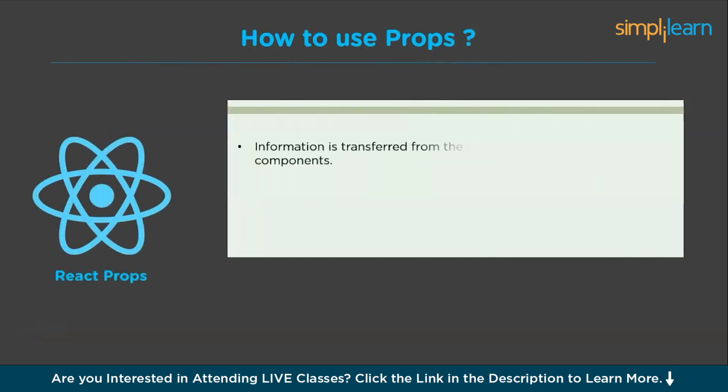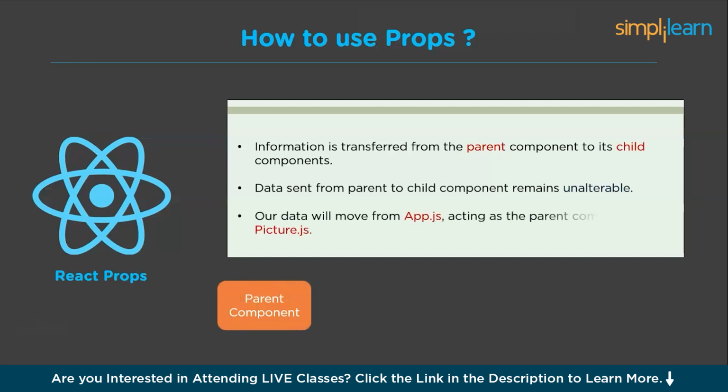React follows a one-way data flow approach. This simply implies that information is transferred exclusively from parent component to its child components. Additionally, it's crucial to note that any data sent from the parent component remains unalterable by the child component. In practical terms, this means that data will move from app.js, acting as the parent component, to picture.js, which functions as the child component, as we did. This unidirectional flow of data ensures a structured and predictable interaction between different parts of a React application.